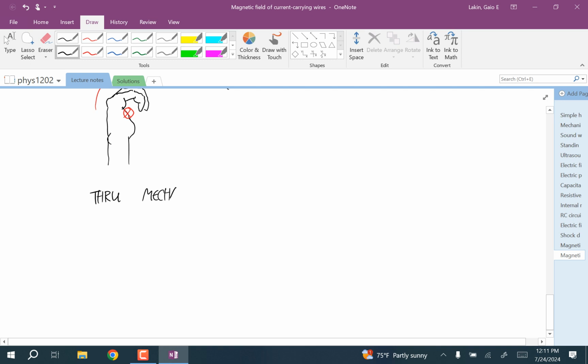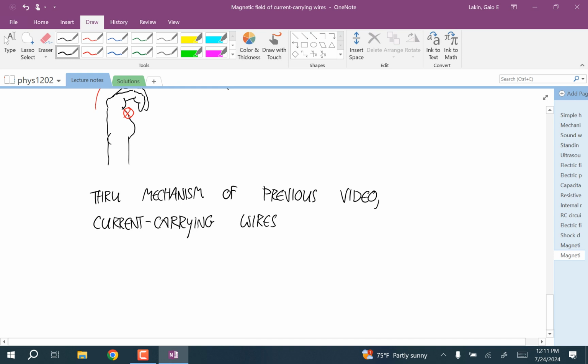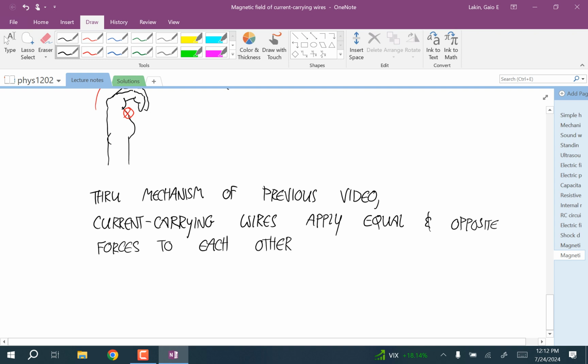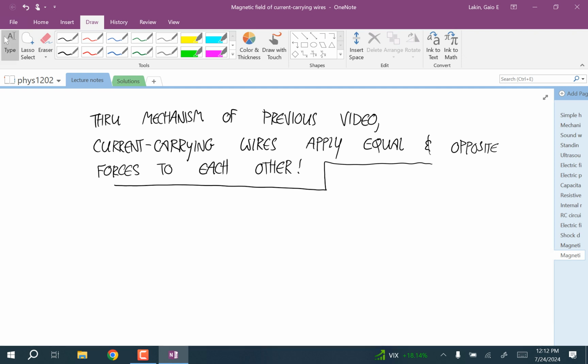Through the mechanism that we talked about in the last lecture, of the previous video, current carrying wires apply equal and opposite forces to each other. Okay, so I'm just going to go into two examples.